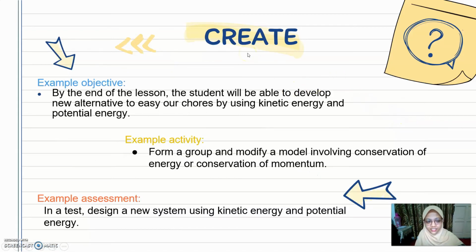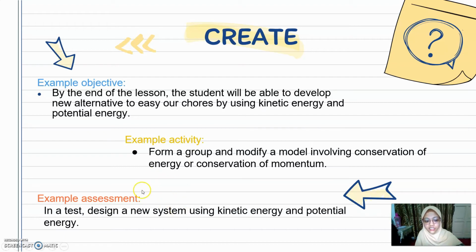So this is the example for objective. By the end of the lesson, the student will be able to develop new alternatives to ease out chores by using kinetic energy and potential energy. For activity example, teacher can form a group and ask the students to modify a model involving conservation of energy or conservation of momentum. At this level, teachers should encourage their students to combine the parts to make a new whole.